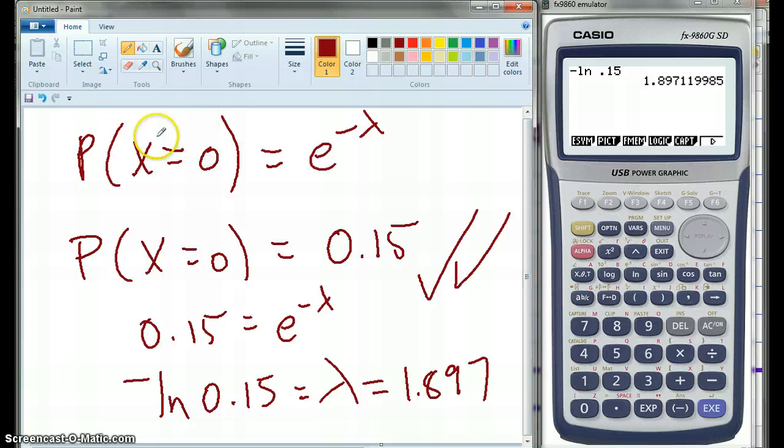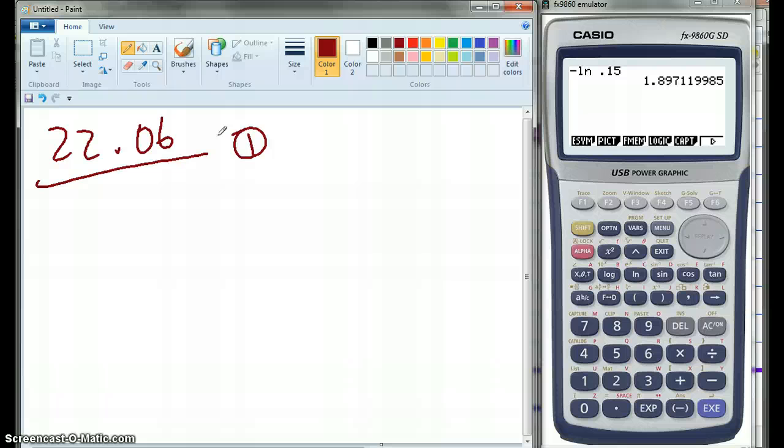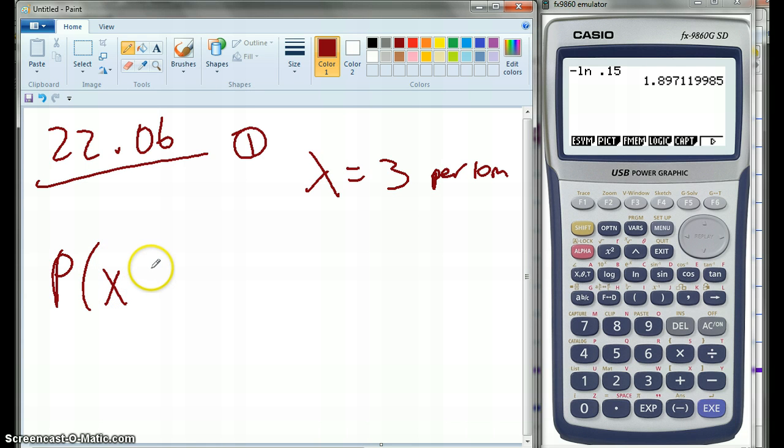Okay, so 22.06 is a bit harder, so let's go for it. 22.06, number 1. The number of pieces of litter at the side of the road has a Poisson distribution with a mean of 3 per 10 metres. Calculate the probability that there will be fewer than 4 pieces of litter in a 30 metre section of the road.